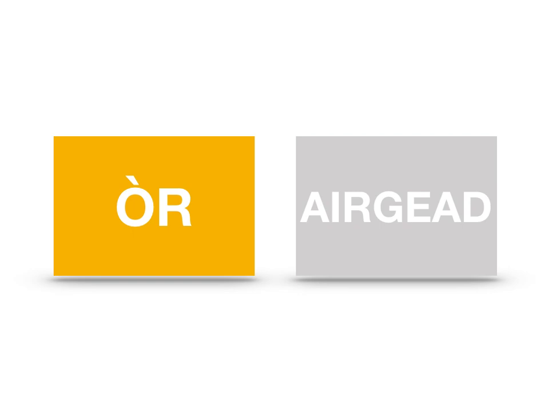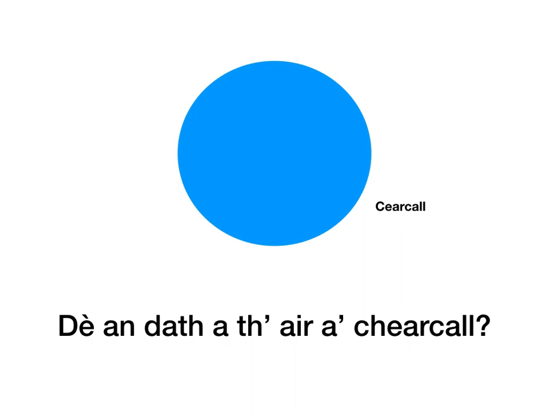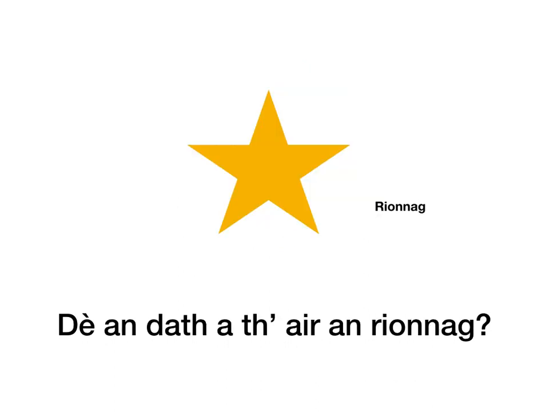So we're going to learn a few wee vocabulary words whilst we do this, but we're also going to look here. So this is a cearcall, a circle, cearcall. Tha an cearcall dearg. Tha a' chearcall liath. Tha an ruadhnag orains.